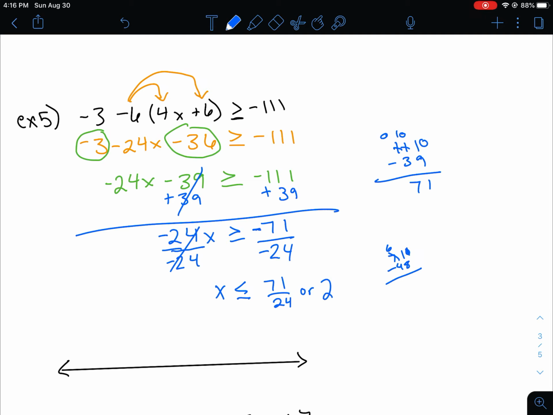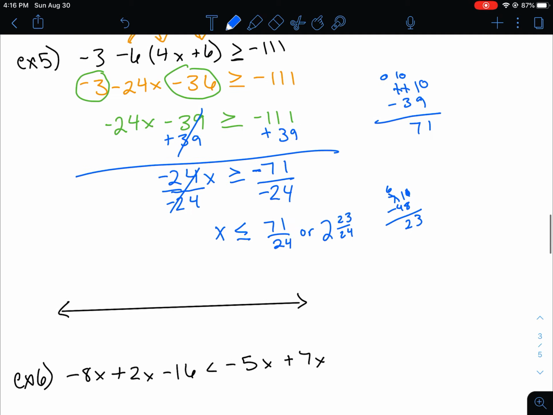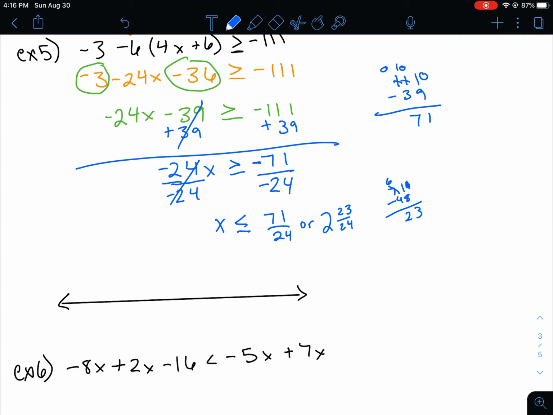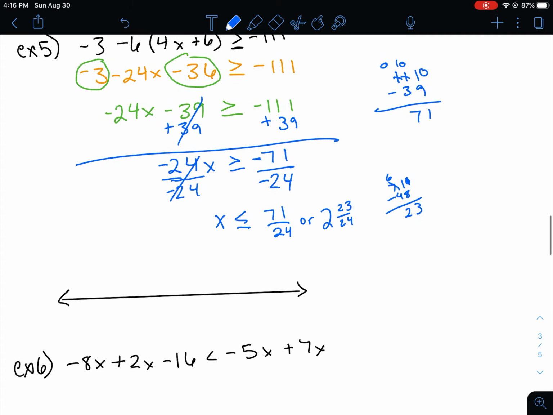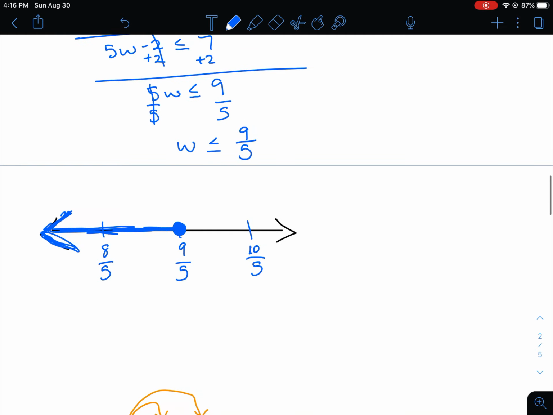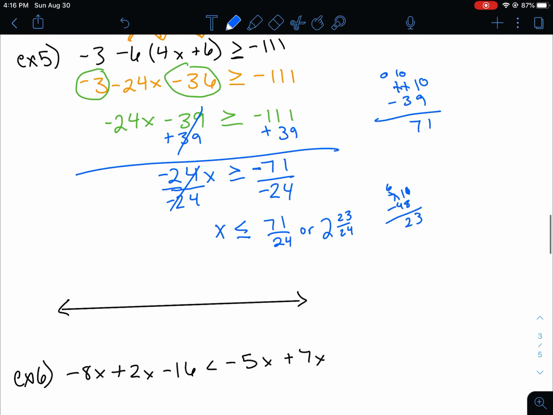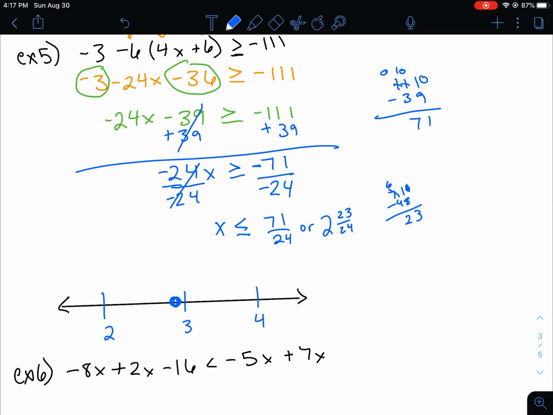All right, 71 minus 48 is 23, and 2 and 23/24ths. All right, so this one, instead of doing fractions, I'm going to show you what you could have done on the previous one instead of using the fractions in the number line. Since we know this is very close to 3, I could do 2, 3, and 4. I know that this is a closed circle right before 3, so I'm approximating it. And again, we're pointing it to the left-hand side.